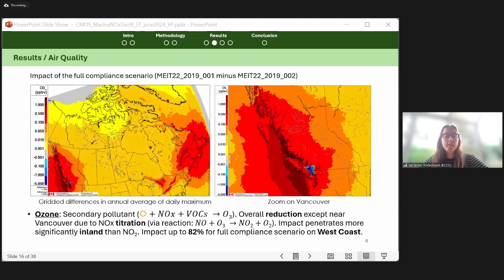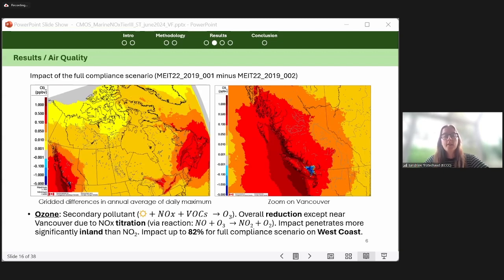Now when we look at the impact on ozone, this time what you're looking at is the metric for the annual average of the daily maximum, because ozone is a secondary pollutant formed by a photochemical reaction, so it really depends on the sun conditions. It's a reaction between NOx and volatile organic compounds that leads to ozone formation. Here again, we can see an overall reduction when looking at the difference between the full compliance scenario and the baseline.